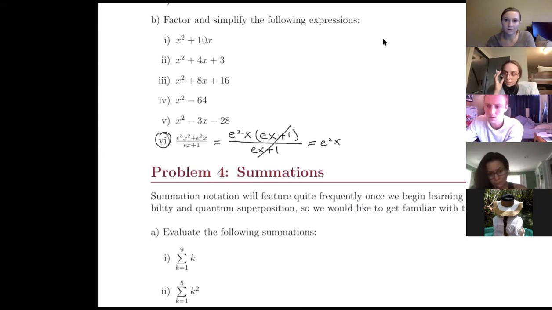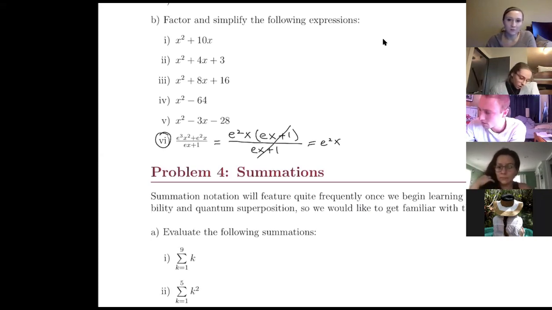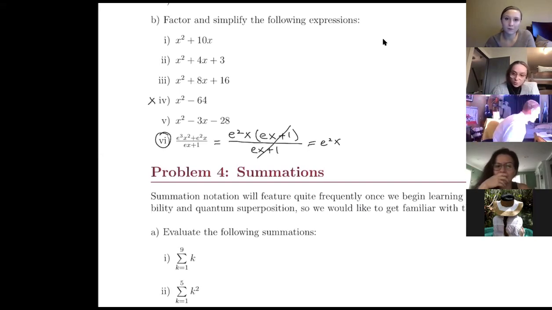Does that make sense? Yeah, that's perfect. Thank you. Okay. So it's a similar process for the other ones. Like this right here, you can see is a difference of squares. But yeah, factoring.